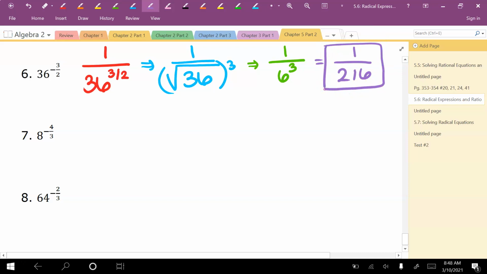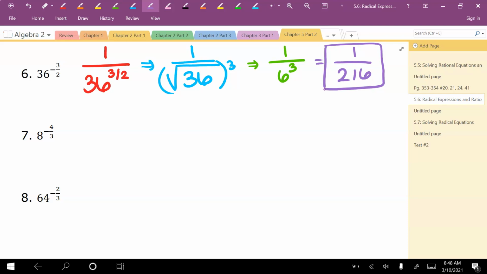And again, if you want to check that, you should be able to type into your calculator 36. You'll probably have to use your caret key for the exponent, kind of like an upside down V key. And you're going to put in a -3/2. Now, you'll probably get a decimal of some sort, but your calculator can convert decimals to fractions. And I do get 1 over 216 on mine. So it is checking out.